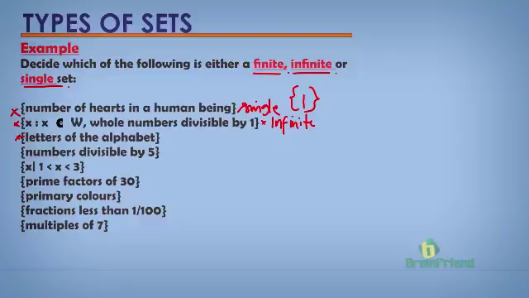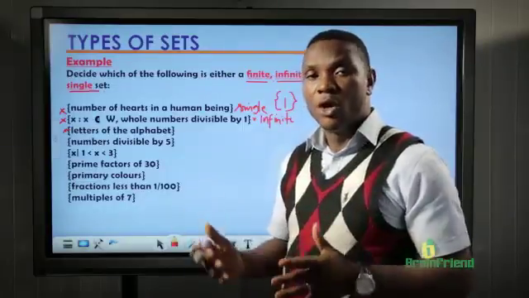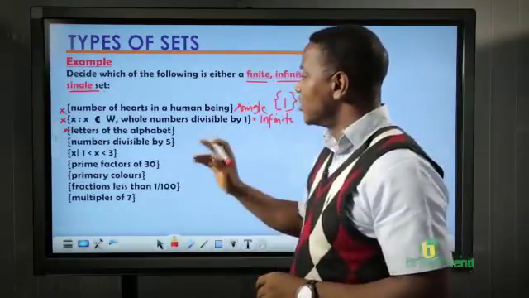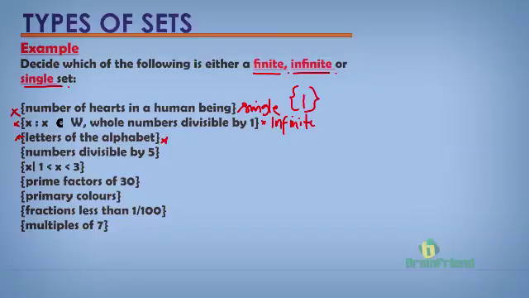The set of the letters of the alphabet. The alphabet has 26 letters. If we were to list it, of course, A, B, C, D, up to Z, we have 26 letters in our alphabet. And so, since we have a countable number of elements, we refer to this kind of set as what? A finite set.